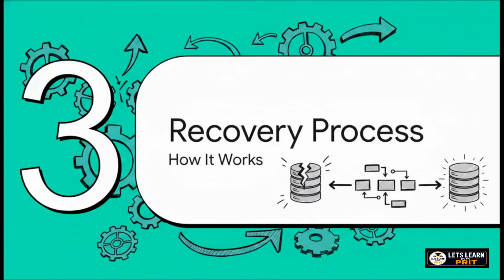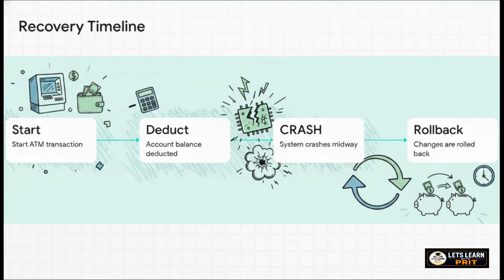Let's move to Section 3. We are going to trace the exact journey of the recovery process. यहाँ इस chronological journey को देखो. What exactly happens in the back end when a crash occurs? Step 1, you start your ATM transaction. Step 2, the system deducts your account balance. But then, Step 3, system crash. The transaction just stops midway. No cash is dispensed. Now normally, this would be a huge financial loss for the user, right?